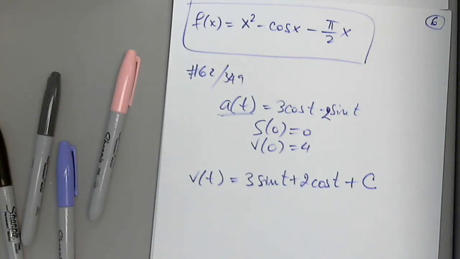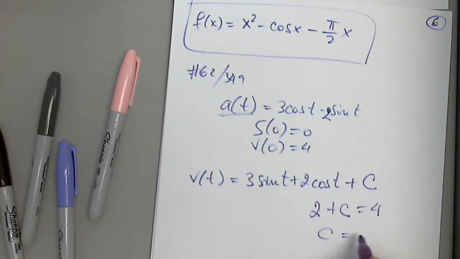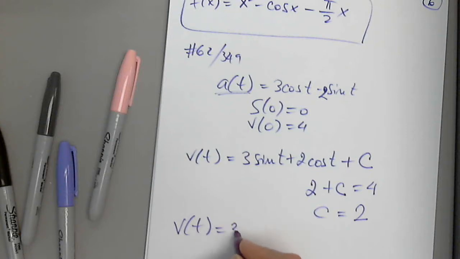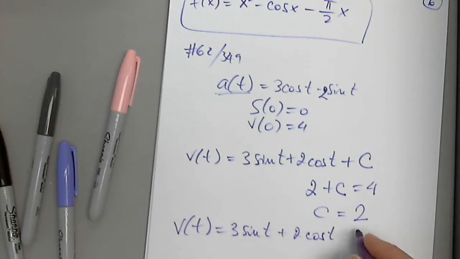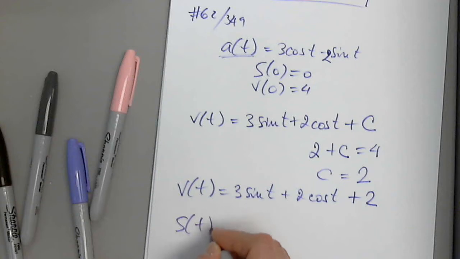Good. So sine of 0 is 0. Cosine 0 is 1, times 2 is 2, plus c equals 4. How much is c? 2. So the velocity function is 3 sine t plus 2 cosine t plus 2. Now we are ready to find s of t.